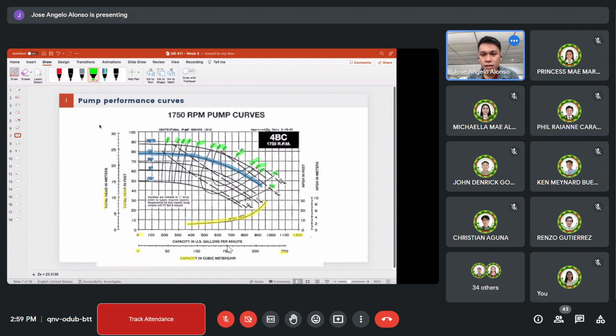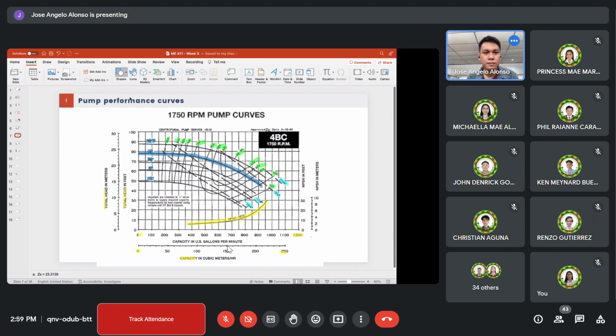And lastly, mapapansin natin dito yung value in HP. So, from 7 1/2, 10 HP, 15 HP, and 20 HP. These are the power required para makapag-operate yung pump natin at a desired capacity at the same time makapag-produce ng required head. So let's try to mix and match those values.